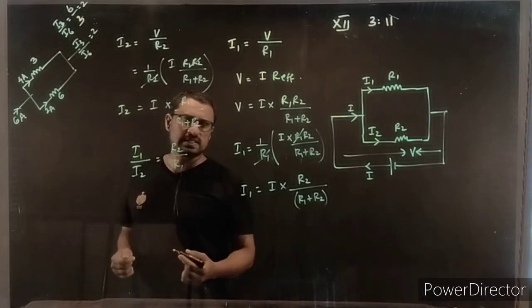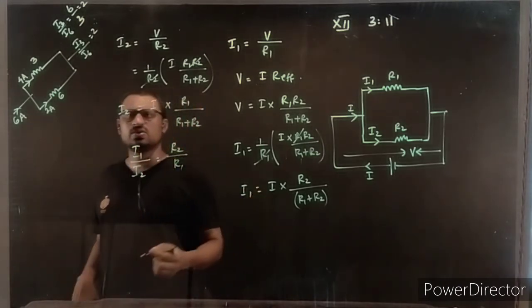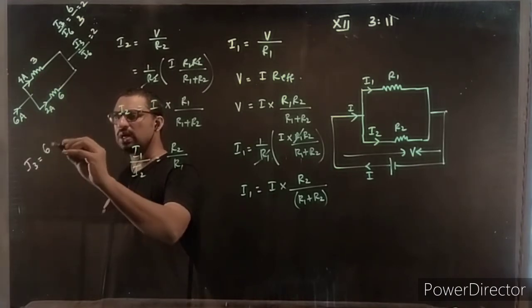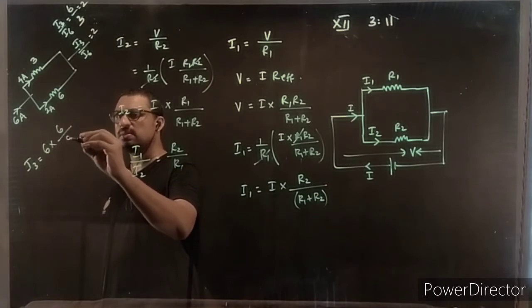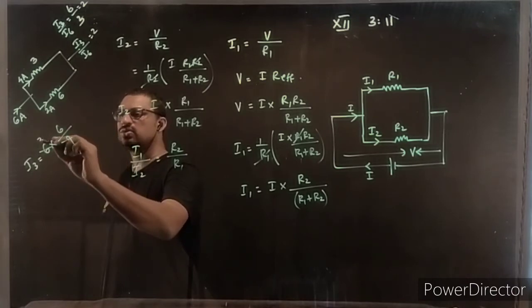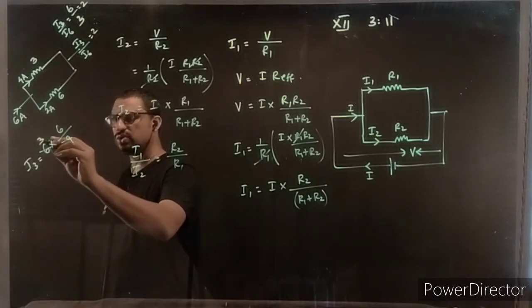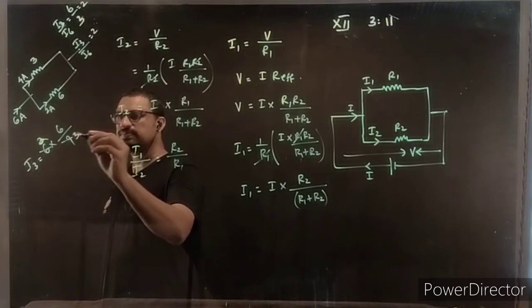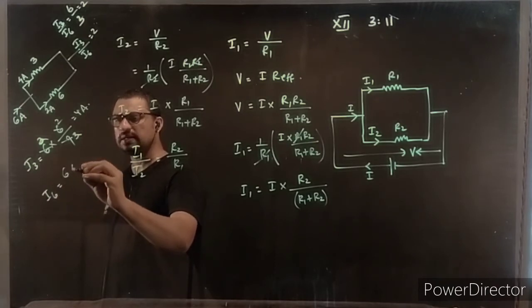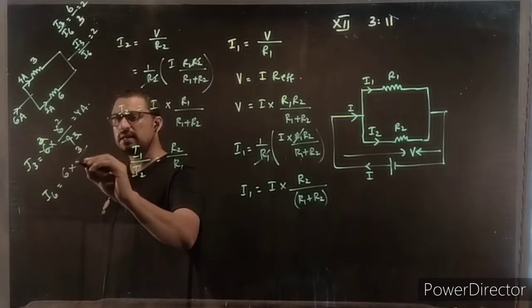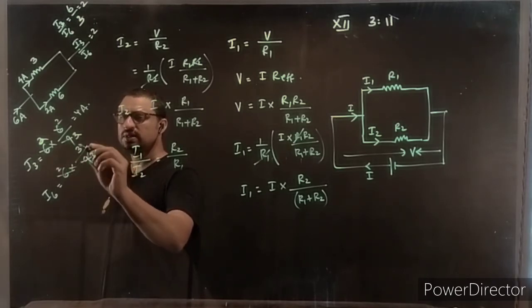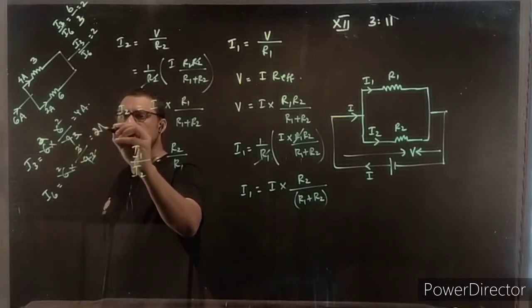So this is the way the current is split. Else you can find it using the equation also. Current through 3, I3, equals total current into the other resistance by the sum of resistances. So this will be 6 into 6 by 9, which is 4 ampere, correct? The current through 6 ohm will be the total current into the other resistance, 3, by the sum of resistances. So it will be 6 into 3 by 9, which is 2 ampere.